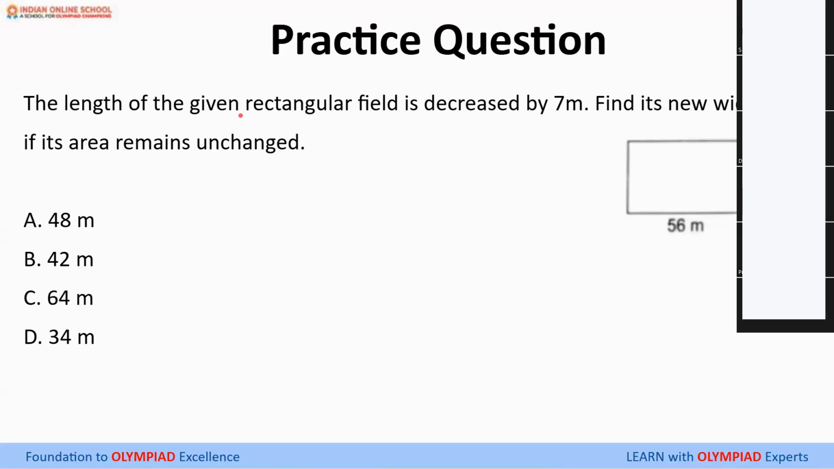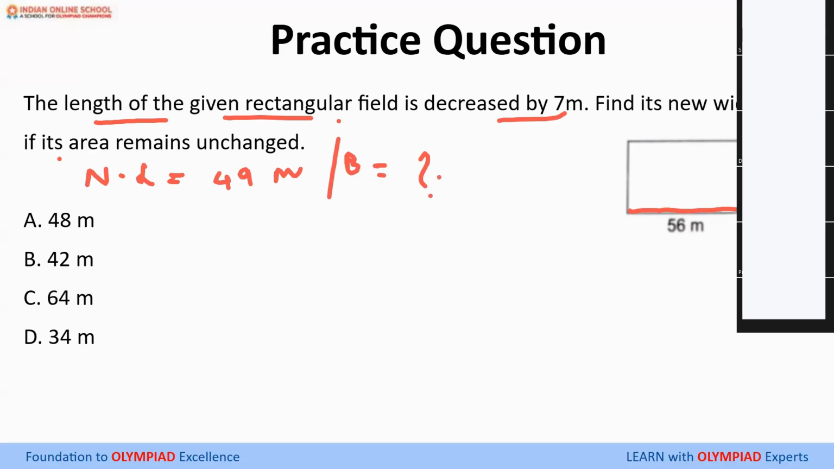Okay, 48, let's see. I'll give you a shortcut and the correct answer as well. The length of the given rectangle. Now you know the length is 56, the breadth is 42. The length is decreasing by 7. So what's the new length? 56 minus 7, that's 49 meters. Right, all of you? The new breadth, you do not know. That's a question mark. That's what you have to find.